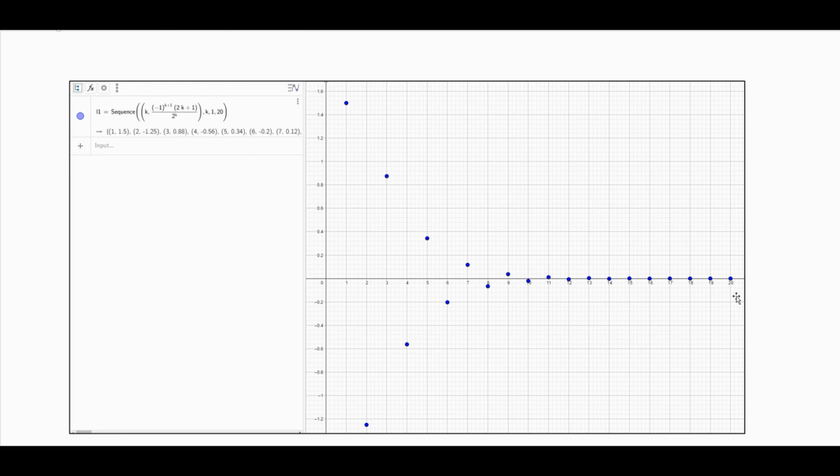In the next video, we'll come back and talk about how we can not only use an explicit formula, but a recursive formula to write down sequences.